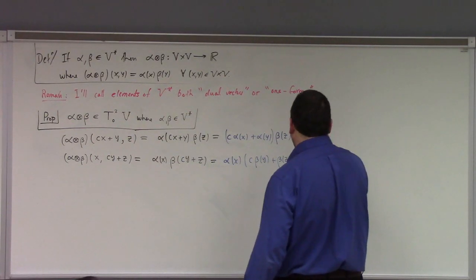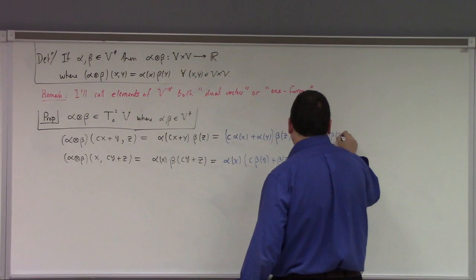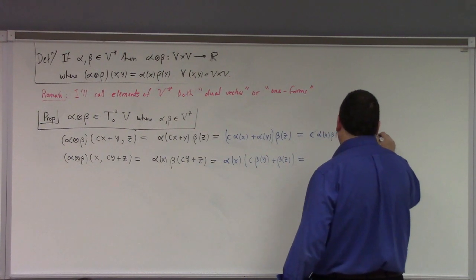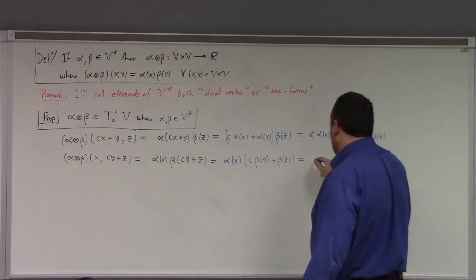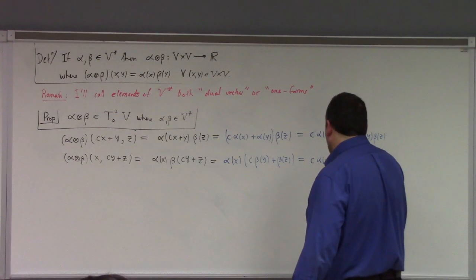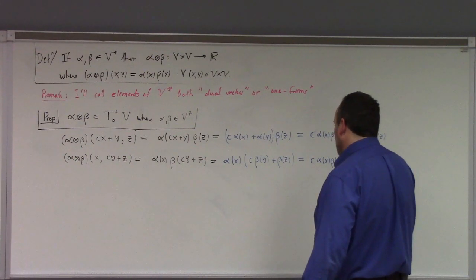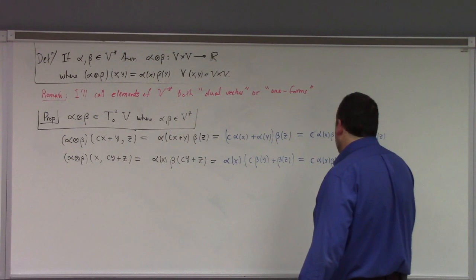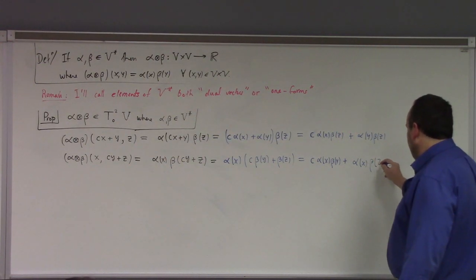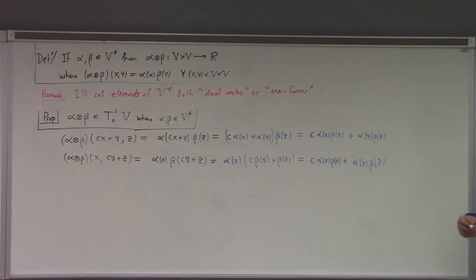Which gives me c alpha of x beta of z plus alpha of y beta of z. And down here, we've got the c, it comes out, right? c alpha of x, beta of y, plus alpha of x, beta of z. Why can't I make that step?